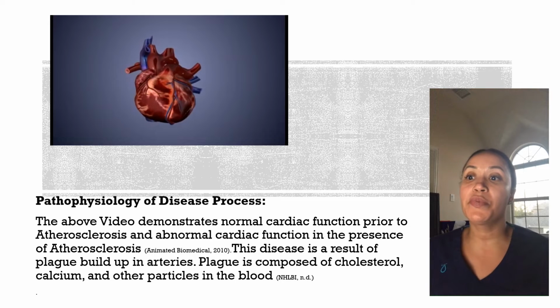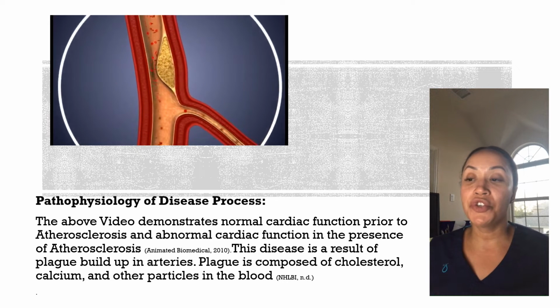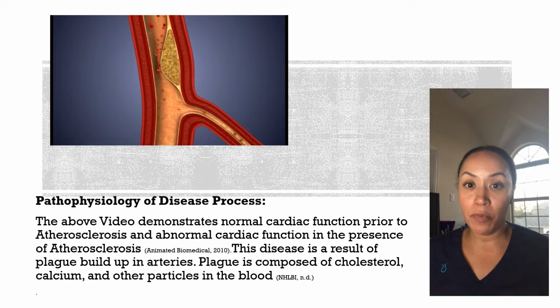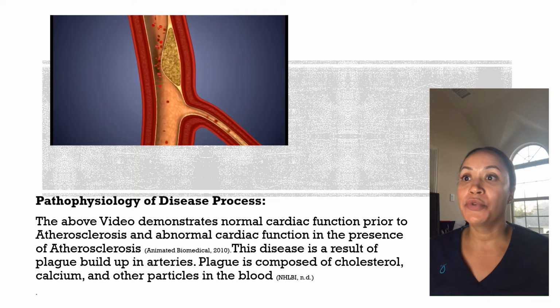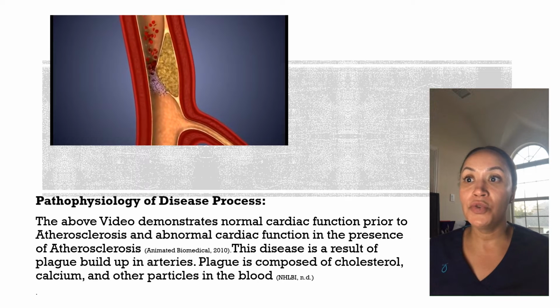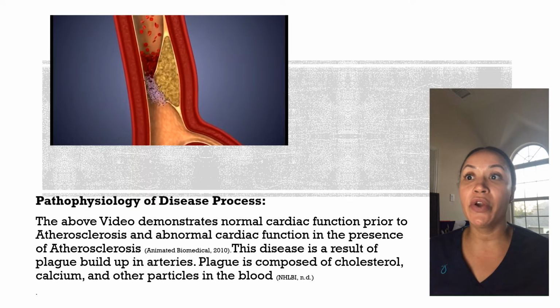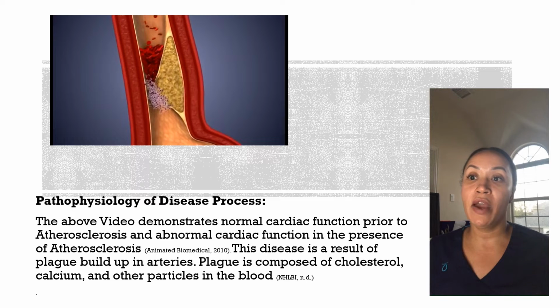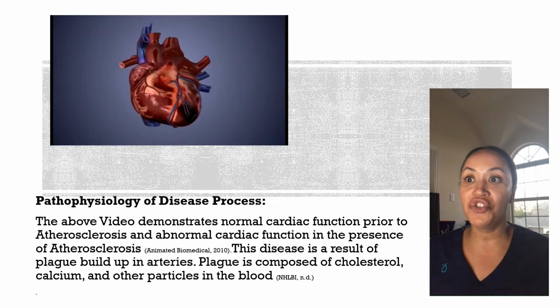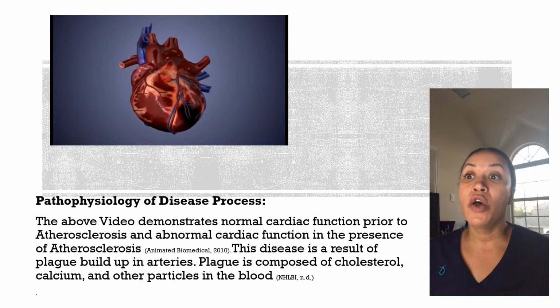Pathophysiology of this disease process: this video shows the normal cardiac function prior to atherosclerosis, and then the abnormal function of the heart after atherosclerosis. You can see where the blood is not getting through the vessel well due to a blockage, and as that blockage becomes bigger, the blood flow stops altogether within that artery. In the first part of the video, you saw how the heart was pumping as it should, and here in this part of the video, you can see how the heart isn't pumping as well, which means circulation would be poor throughout the body due to that blockage.